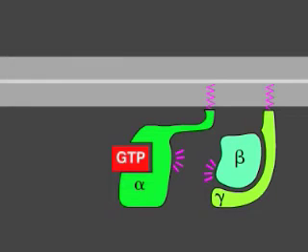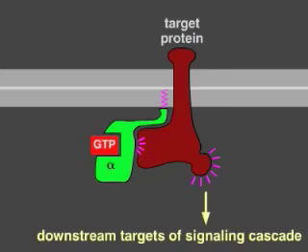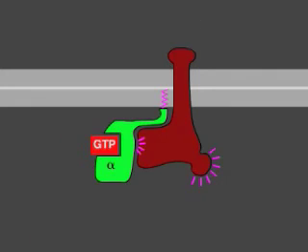In either case, both of the activated components can now regulate the activity of target proteins in the plasma membrane, as shown here for a GTP-bound alpha subunit. The activated target proteins then relay the signal to other components in the signaling cascade.